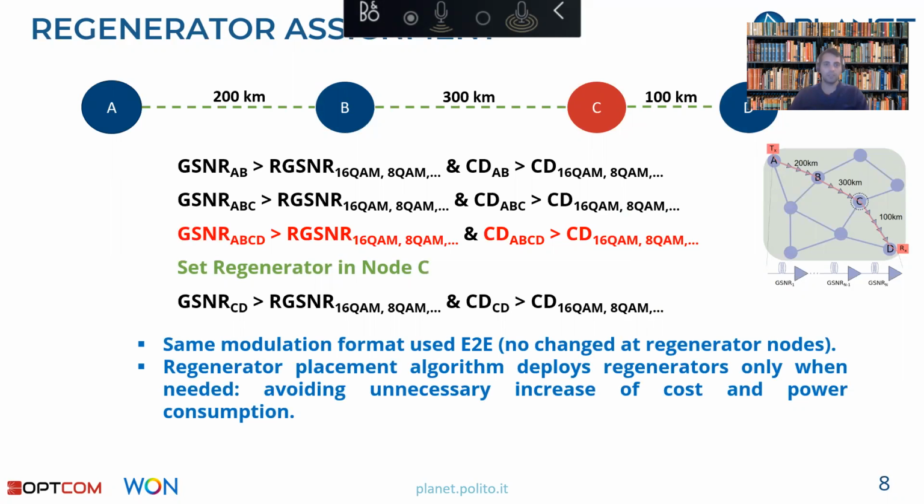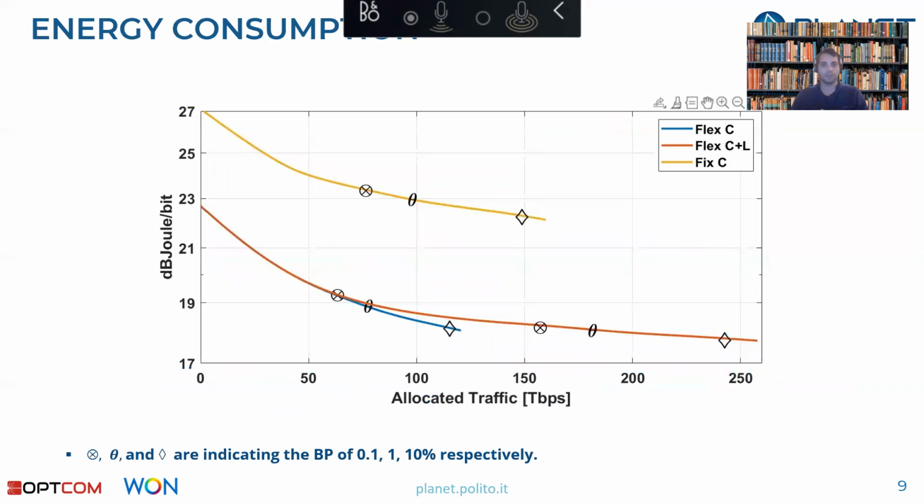We consider two important things. The first one is that we consider the same modulation format for the end-to-end connection, which means we did not change any wavelengths or modulation format before and after regenerators. And also we did not consider wavelength conversion before and after the regenerator assignment. And also the regenerator placement algorithm deploys the regenerators only when needed, avoiding unnecessary increase of cost and power consumption.